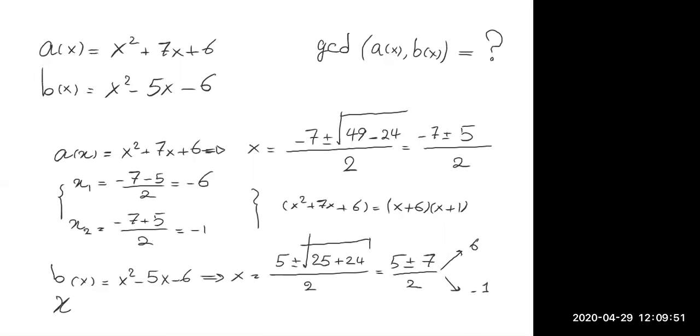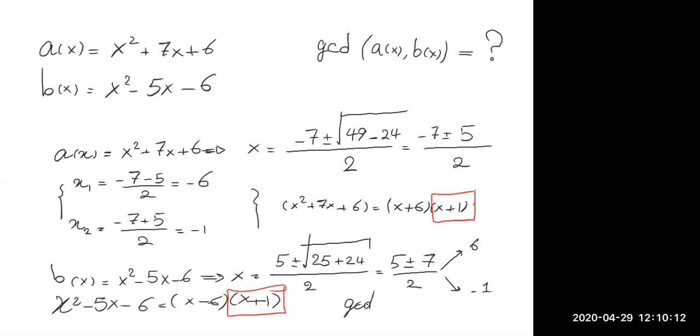So this polynomial x squared minus 5x minus 6 can be written as x minus 6 times x plus 1. Now we are looking for the common factors. We have x plus 1 here, and we have x plus 1 here. So the greatest common divisor of the two polynomials is x plus 1.